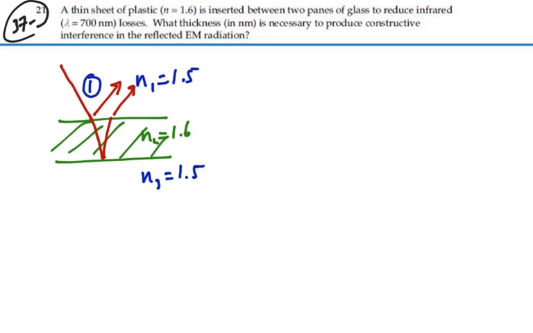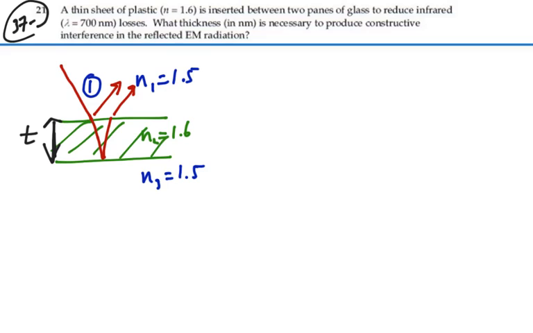So in order to get constructive interference, we'll want the path length, which will be twice the thickness of this plastic, to be equal to a number of half wavelengths, so that we can get another phase reversal there and get constructive interference as a result.